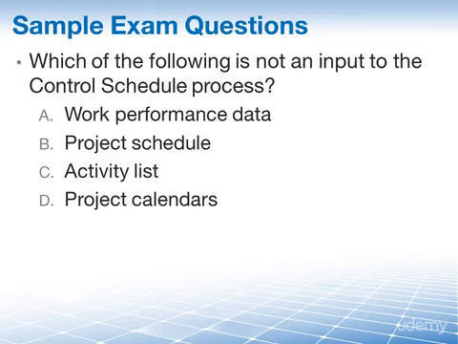The correct answer is that it is C. The activity list is not an input to the control schedule process. Rather, it identifies the activities that will need duration estimates, and it's an input to the estimate activity durations process.